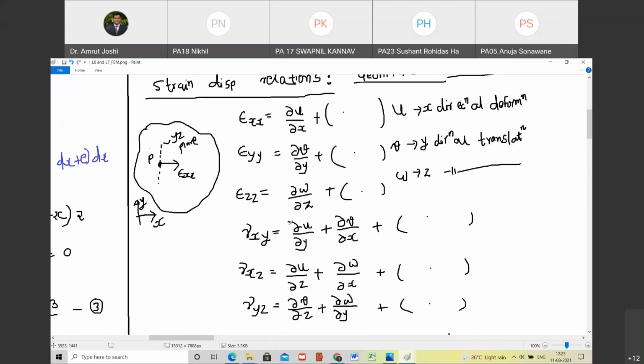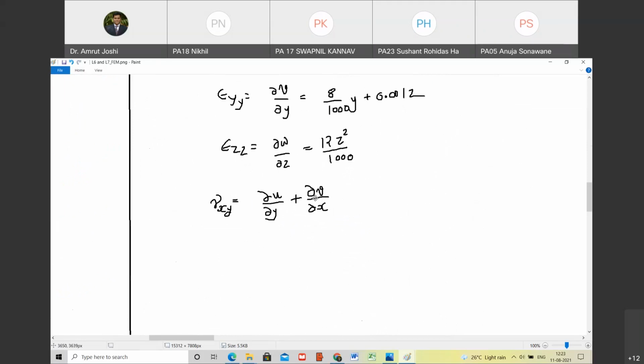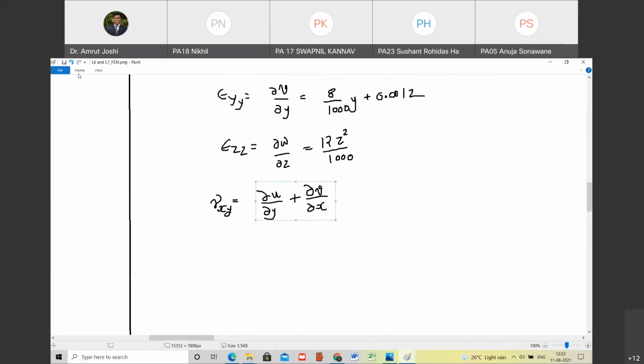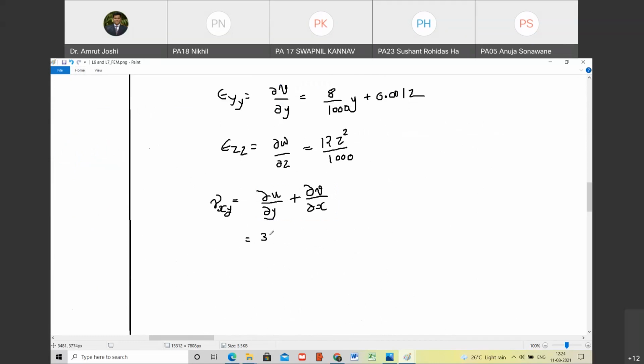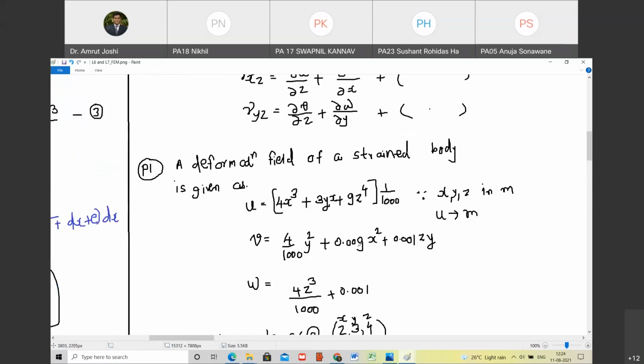So we'll be substituting ∂u/∂x. Sorry, we have to do it otherwise: gamma xy is ∂u/∂y plus ∂v/∂x. And ∂u/∂y, how much is it? So it is going to be only 3x by 1000. Do you agree with me? Yes, sir. So it is 3x by 1000, plus ∂v/∂x, which is 0.018 into x.